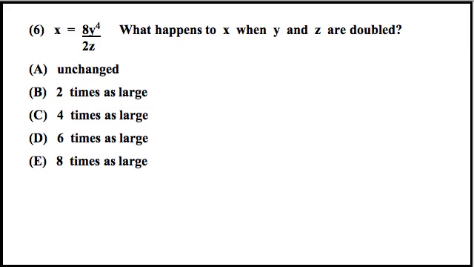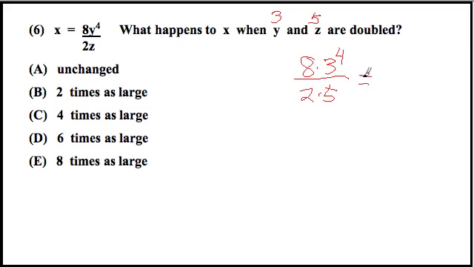Here, x is equal to 8 times y to the 4th over 2 to the z. What happens to x when y and z are doubled? So we need a y and a z. Let's make y 3 and z 5. So first we have to know what it is initially. So 8 times 3 to the 4th over 2 times 5.